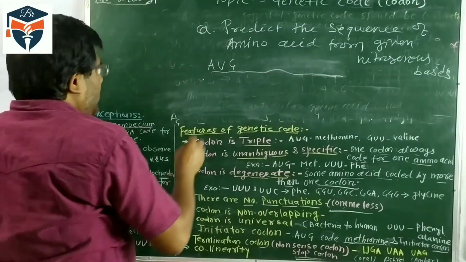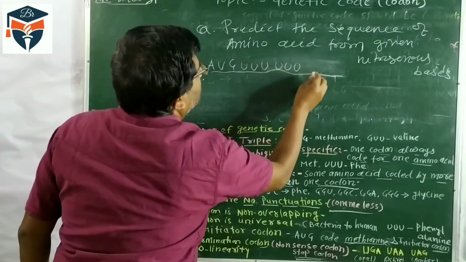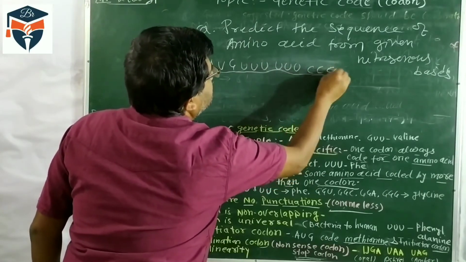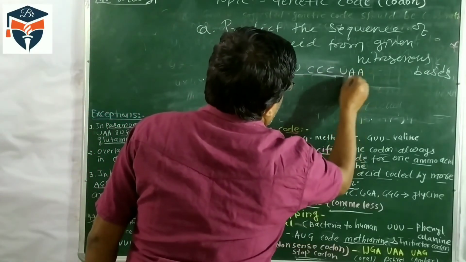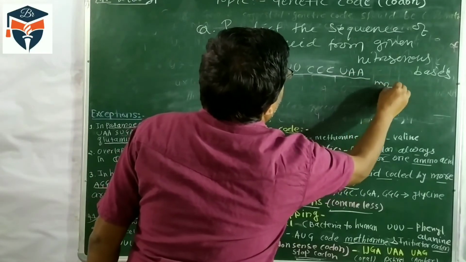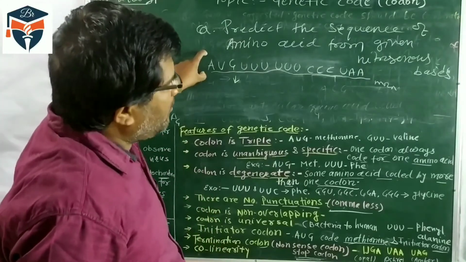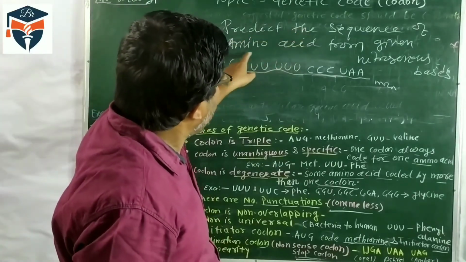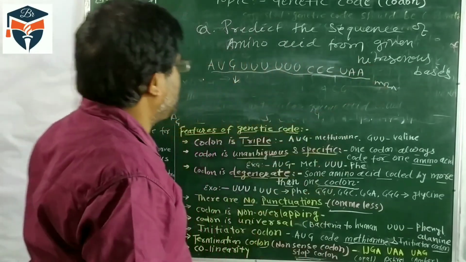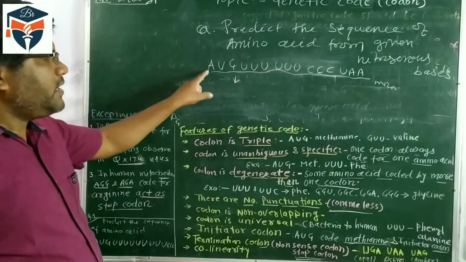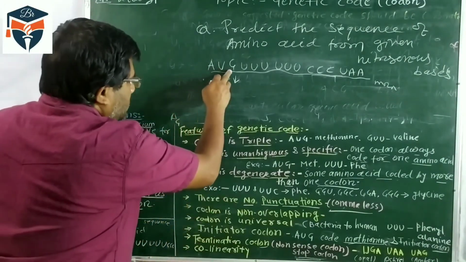Suppose this is the mRNA molecule: AUG, then UUU, UUU, then CCC, and then UAA. This is the mRNA molecule. Now the question asked is: predict the sequence of amino acids. Which amino acids will be formed from these nitrogenous bases? As we have learned, 3 nitrogenous bases form one amino acid.